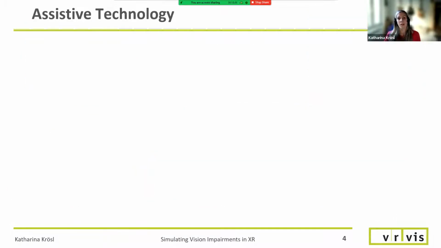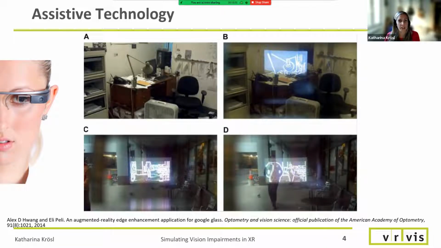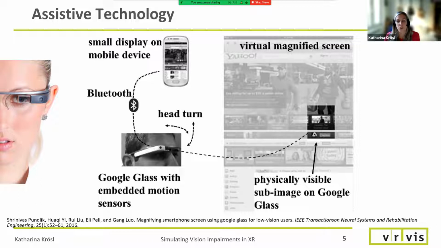There have been many efforts to develop technology that can assist people with vision impairments in their everyday lives. Some researchers used Google Glass devices for that purpose. Here's an example from Huang and Peli, where they tried to create vision enhancements, like edge enhancements, in augmented reality. Or some researchers used augmented magnification displays, like in this example, using smartphones.